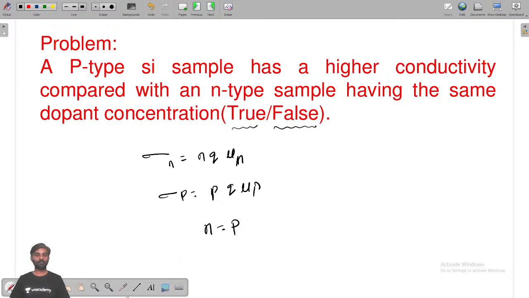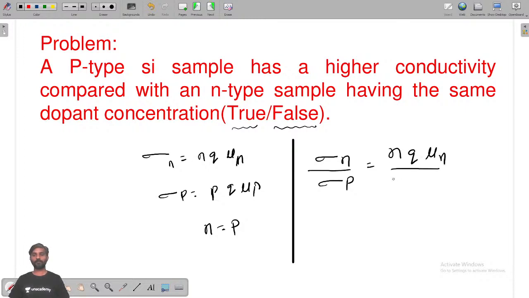So according to him, let's calculate sigma n by sigma p. That is n q mu n by p q mu p. Sir has said n is equal to p, so let's cancel these two. Q will get cancelled. So sigma n by sigma p is equal to mu n by mu p.